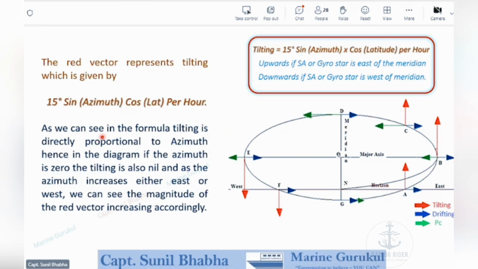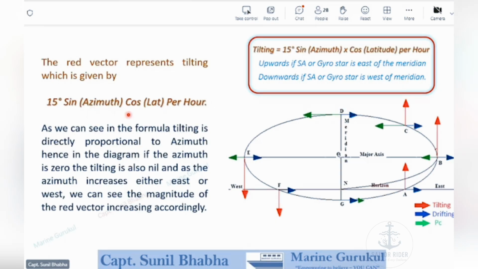Now we can see from this formula that the tilting is directly proportional to the azimuth of the gyrostar or the drift of the spin axis. So as the azimuth increases, the magnitude of tilting will also increase. And at the same time, if the azimuth is 0, you see in this formula, sine of 0 will become 0, giving us a 0 tilt. That means when the azimuth is 0, the tilting will be 0.